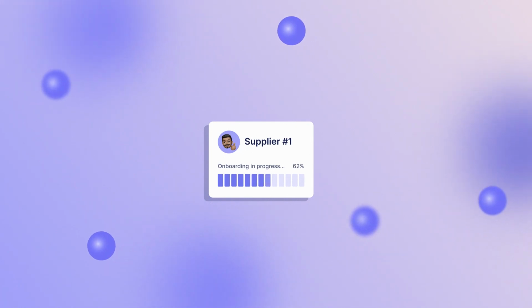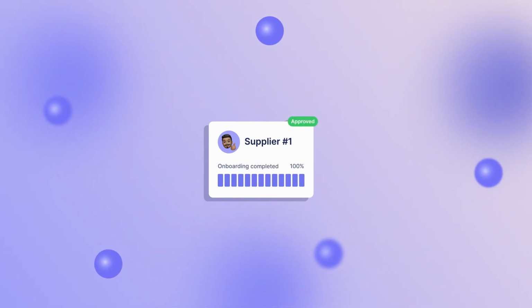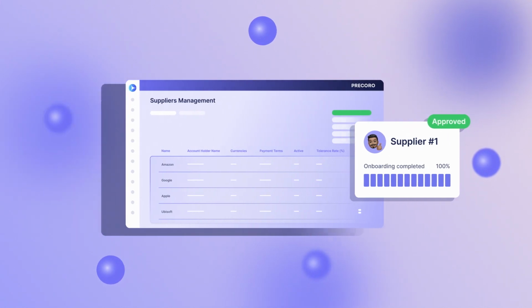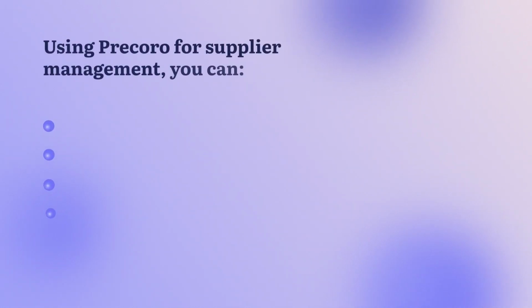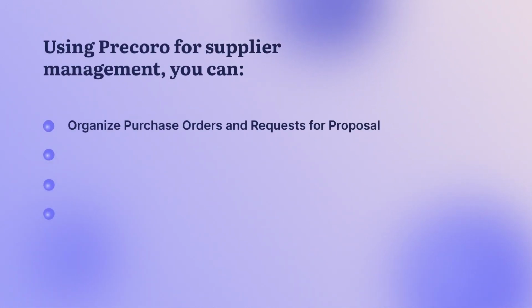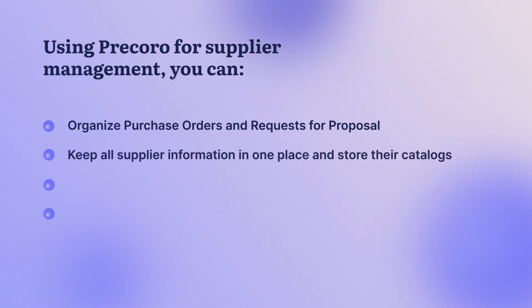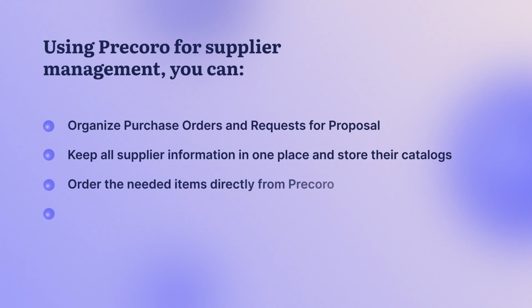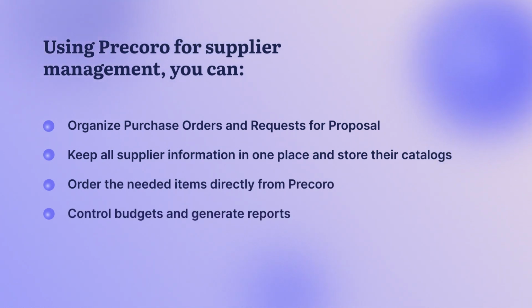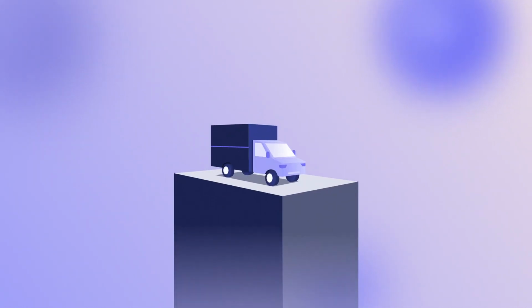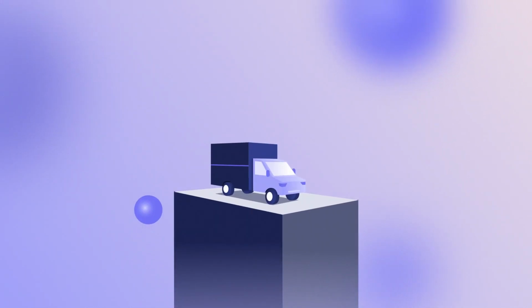Once you've onboarded a supplier, Precoro's supplier module then helps you continue to collaborate with them. Here are just a few of the things you can do when using Precoro for supplier management. Organize purchase orders and requests for proposal, keep all supplier information in one place and store their catalogs, order the needed items directly from Precoro, and control budgets and generate reports. Meanwhile, even your suppliers reap the benefits from Precoro.